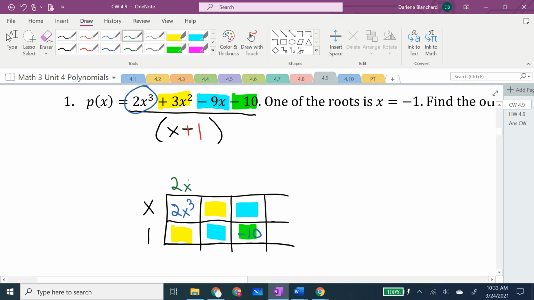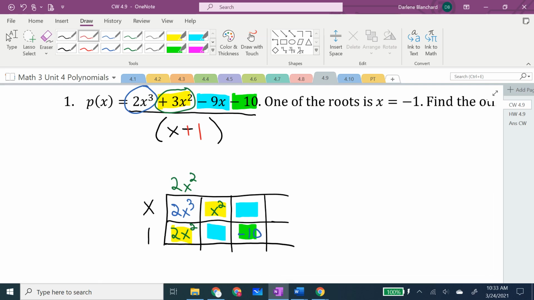And so that's 2x squared. 2x squared times 1 allows me to know what goes here. And then I need to add to make 3x squared. I've got to add a 1x squared to my 2x squared.